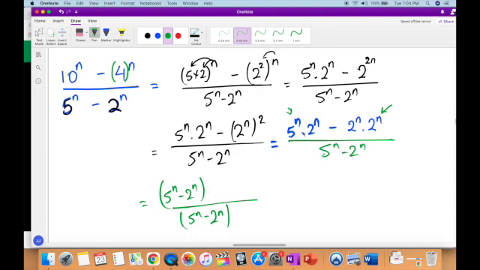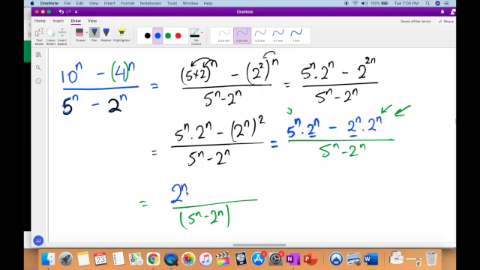What will I have to multiply in order to get this? In fact, you know what? No. Look, an easier way to look at it. What do I have in common? 2 to the n on this side and 2 to the n on this side, right? So I could pull out the 2 to the n.